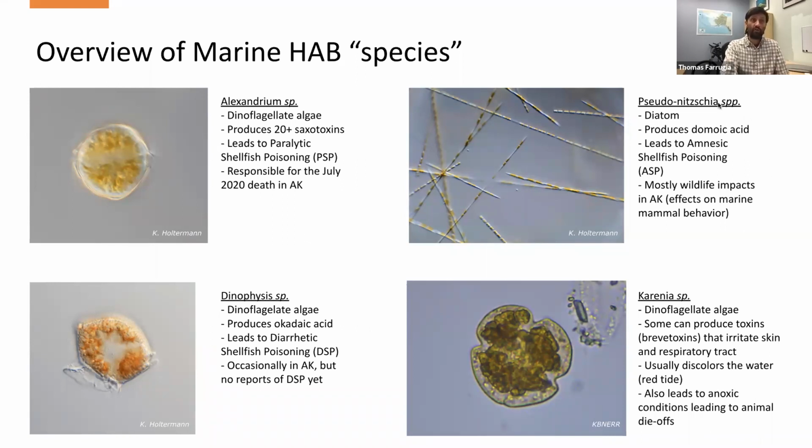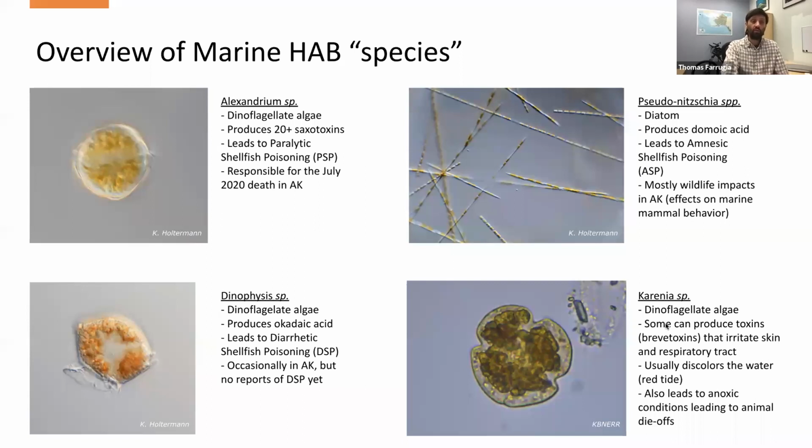Pseudo-nitzschia is also talked about quite a bit, mostly for its impacts on wildlife. It produces amnesic shellfish poisoning and that kind of drunken behavior that is seen in marine mammals sometimes, especially in California. We'll also talk about Dinophysis, which hasn't yet been, the effects of it haven't been yet reported in Alaska, but we do see the organism in the water.